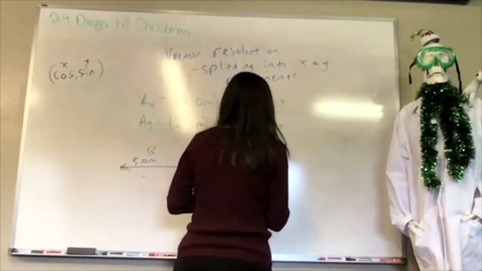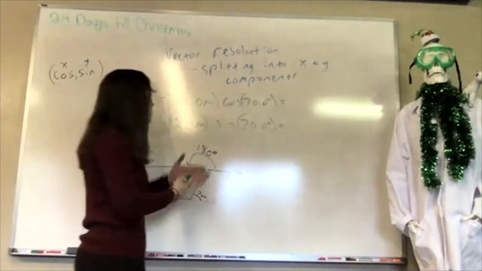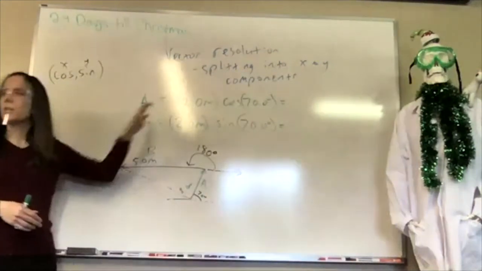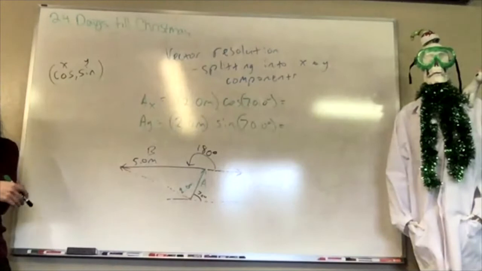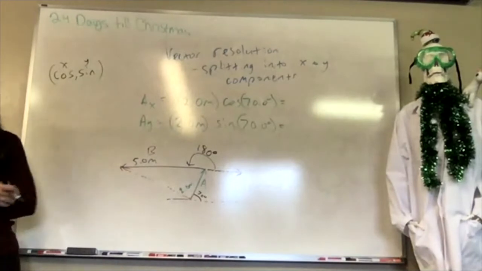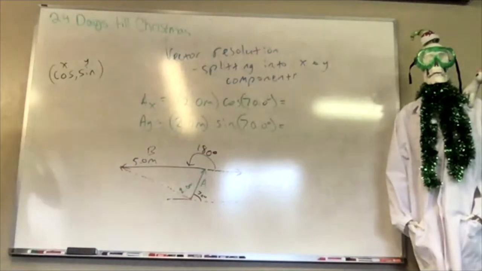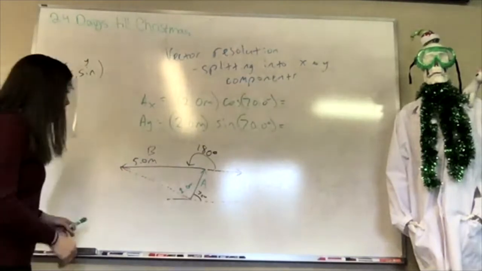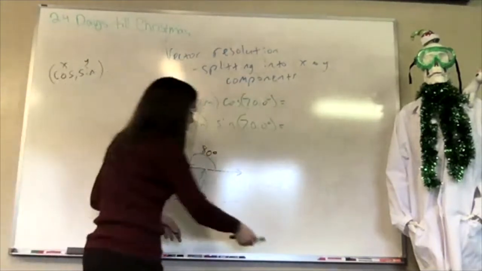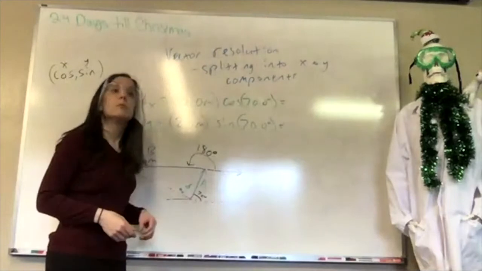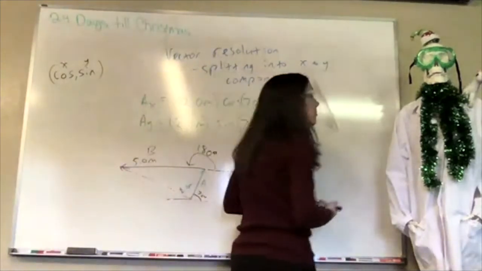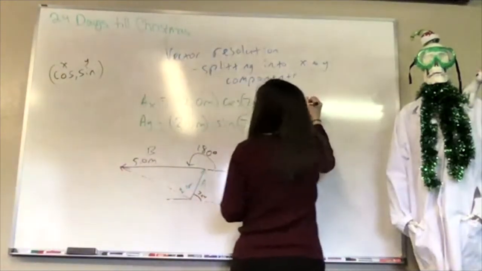So let's go through these really fast. Does anybody have these in a calculator? 2 times cosine of 70 and sine of 70? The first one, 0.68.